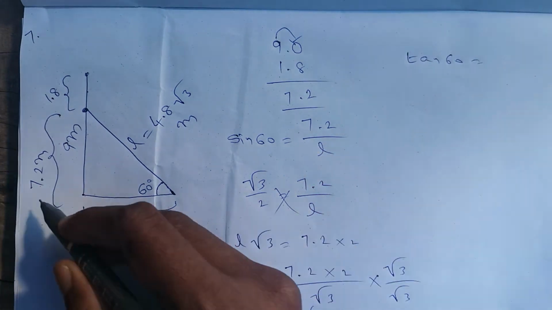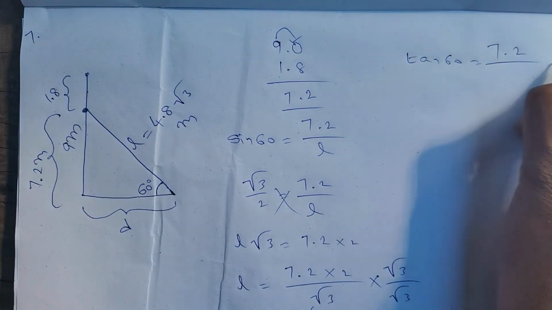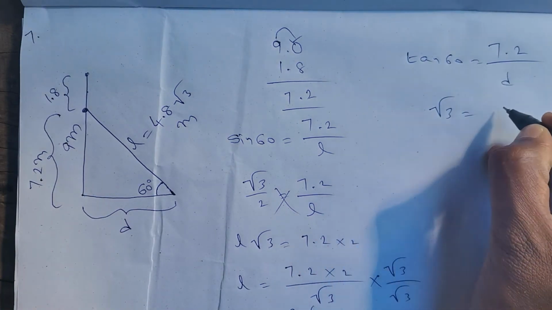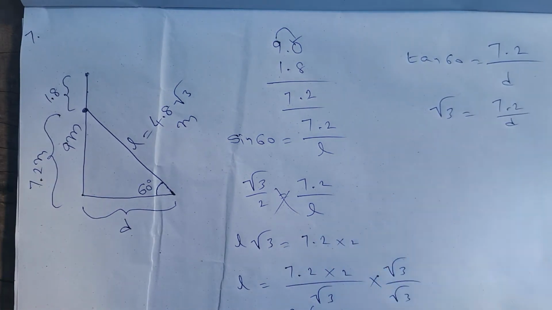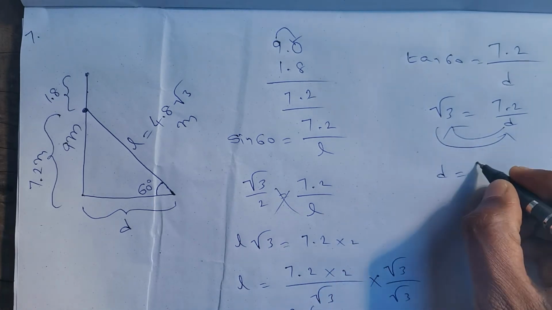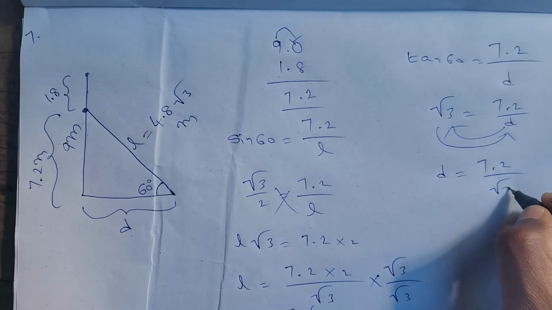Tan 60 is equal to opposite 7.2 divided by adjacent D. Tan 60 value is root 3. So root 3 is equal to 7.2 by D. Now I will take this D this side and root 3 this side. So D is equal to 7.2 divided by root 3.